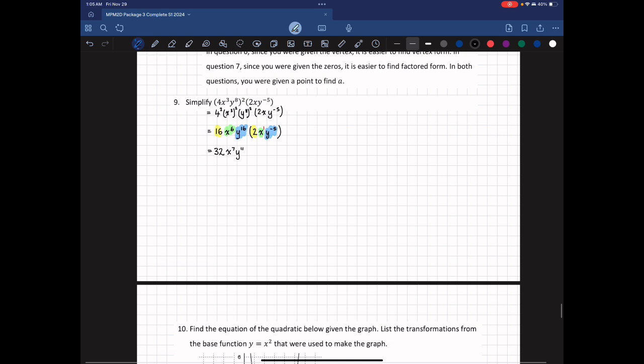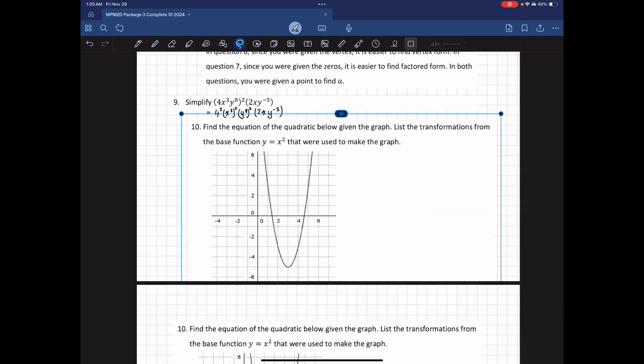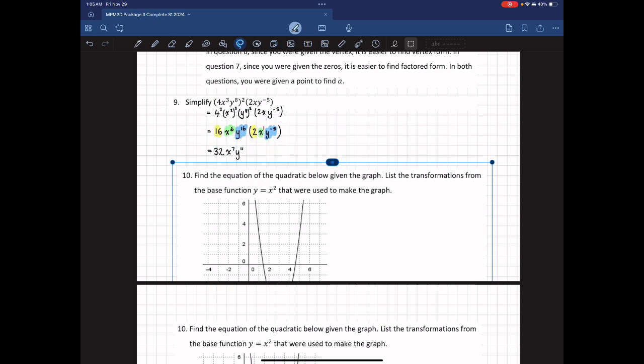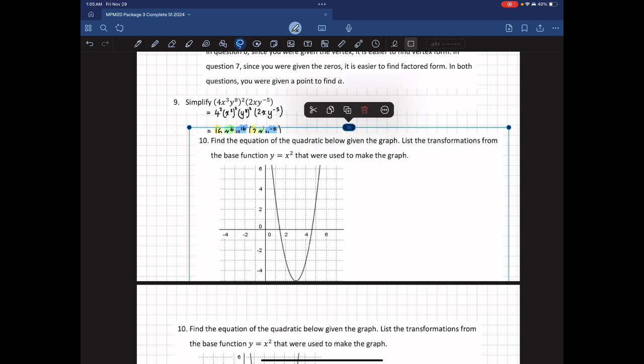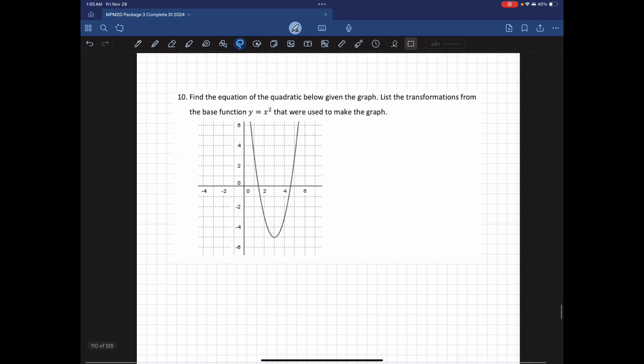Done. Okay? And I think, you know what? I think maybe I can fit a question 10 on here, maybe. No, I won't even bother trying. Let's cut that.